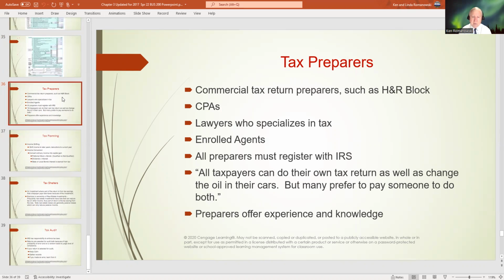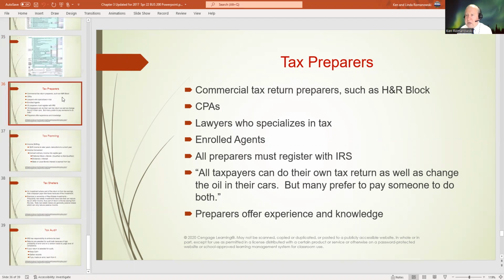Now, of course, the fancier the person that you go to, the more expensive it's going to be. So you're only going to want to go to the really high-powered people if you have a complicated tax return. If you have real estate, lots of itemized deductions, or lots of investments, then it may pay you to go to a professional who is a step above a commercial tax preparer like H&R Block. You could go to a CPA, or a lawyer who specializes in tax, and they might do your taxes.